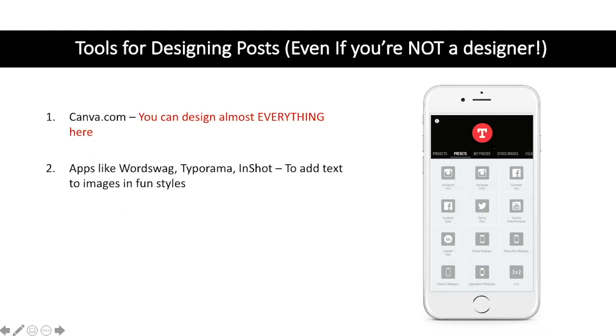So here's a picture of the Typorama. That's the one that I use the most often. I'll just take a picture of Robin, pop it into an Instagram post size, pop in one of her quotes, and it'll just do a couple different designs for me. And you can push it and move the text around. It's really, really great. Really, really easy.